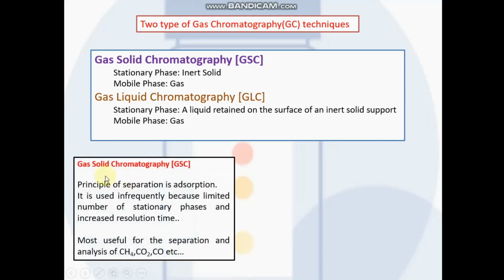In gas solid chromatography or GSC, the principle of separation is adsorption. It is used infrequently because of the limited number of stationary phases and increased resolution time. Generally, GSC is used for the separation of simple gases like methane, carbon dioxide, carbon monoxide, nitrogen oxides, etc.